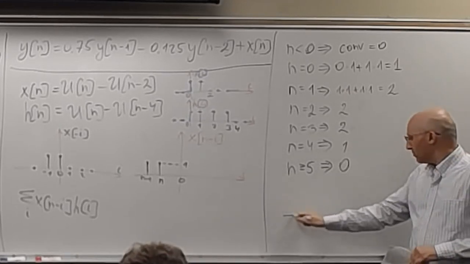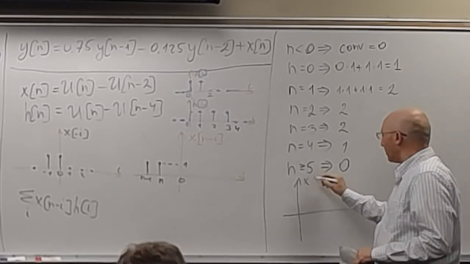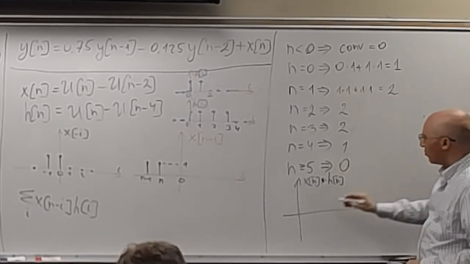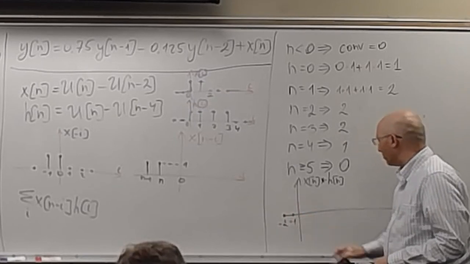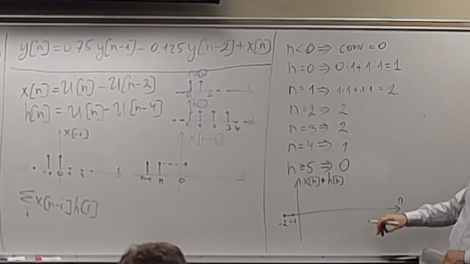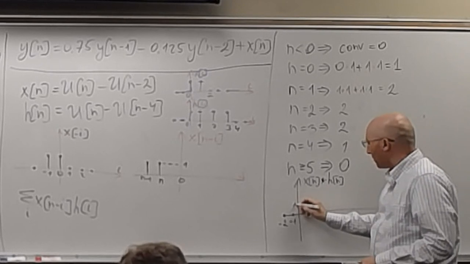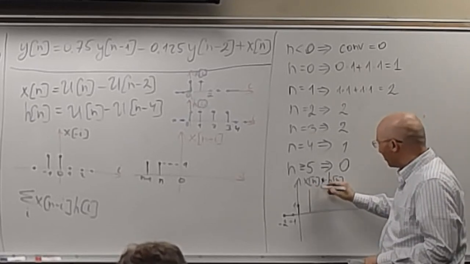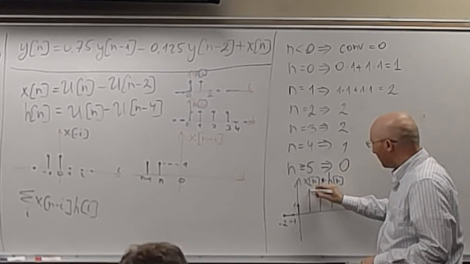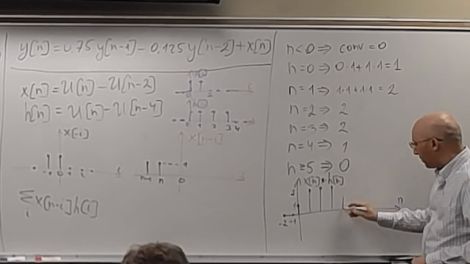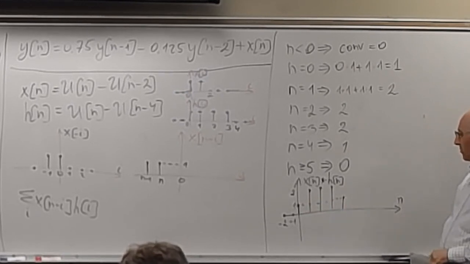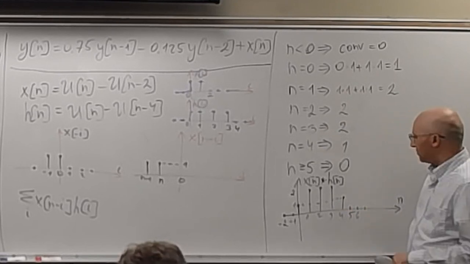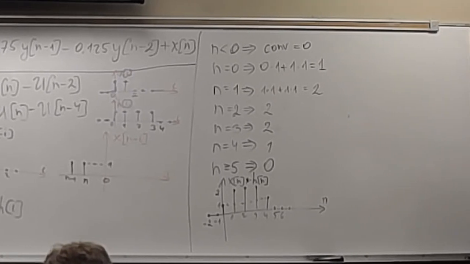Let's plot it. It looks like that. This is the convolution, Xn, and the convolution is Hn. It will look like that. So for anything which is smaller than 0, it's zeros: minus 1, minus 2, and this is n. Now for 0, it will be 1. Then it goes 2, 2, 2, 2, and then again 1, and then 0, and so on. This is how convolution looks like graphically.